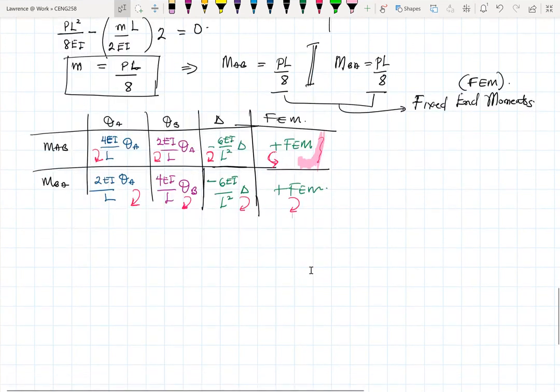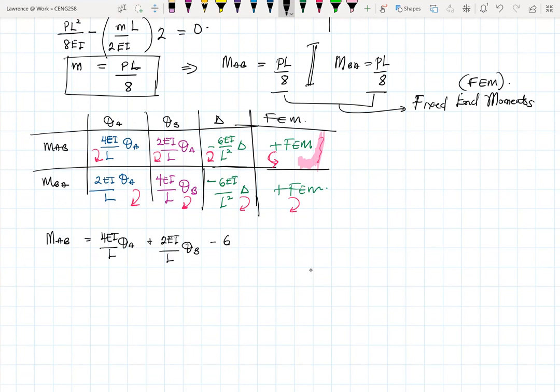Now we need to sum everything up, which means that my MAB equals the theta terms, minus 6EI over L squared delta, plus the fixed end moment. Typically, this fixed end moment would end up being negative because it is anti-clockwise, but we just put a plus sign regardless of that. So I can rewrite this equation here.